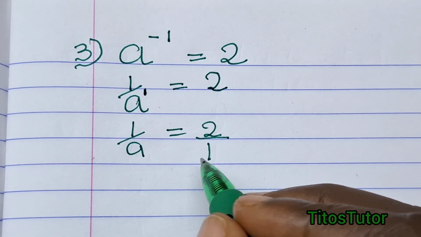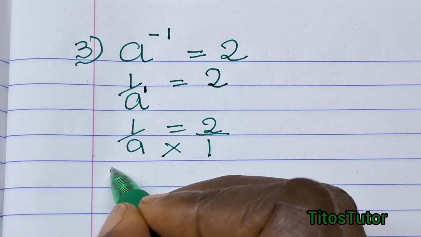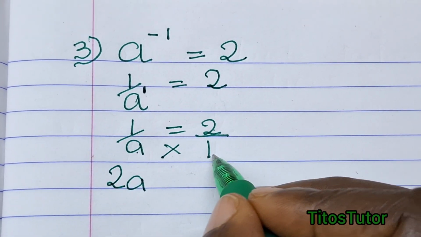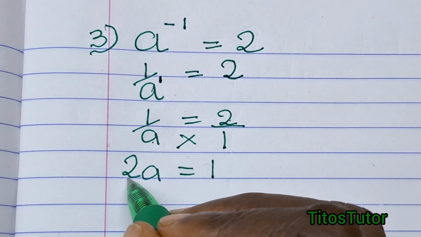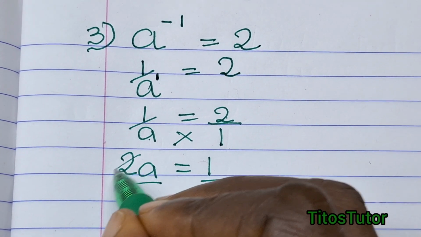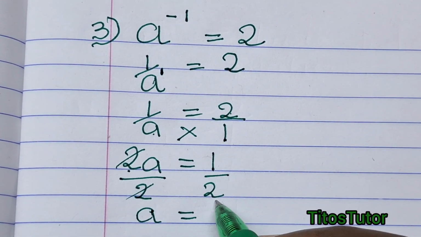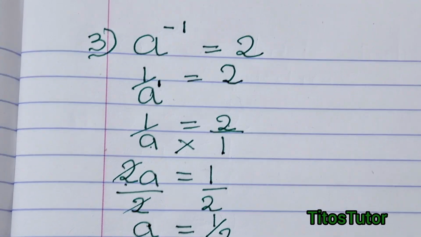When two fractions equate each other, you cross multiply. So we have 2a, because a times 2 is 2a. 1 times 1 is 1. So I'm going to get rid of this 2 by dividing both sides by 2. So this 2 cancels out, and my a is equal to 1 over 2, and I am done.